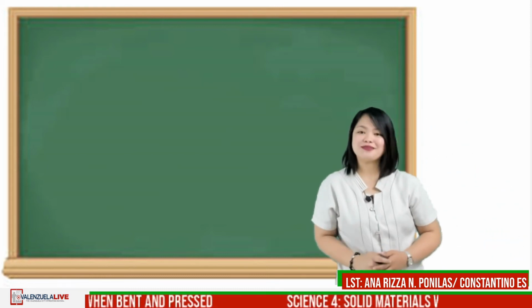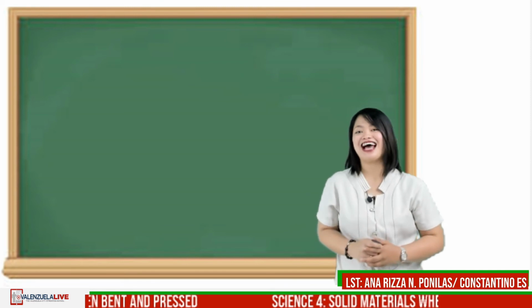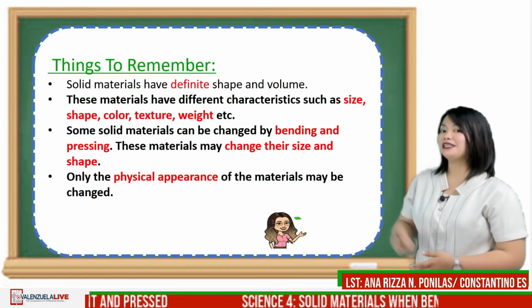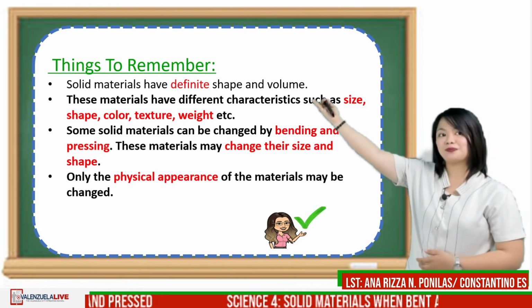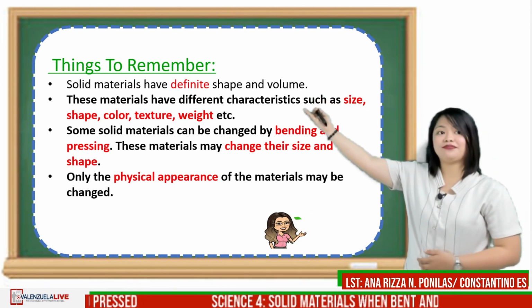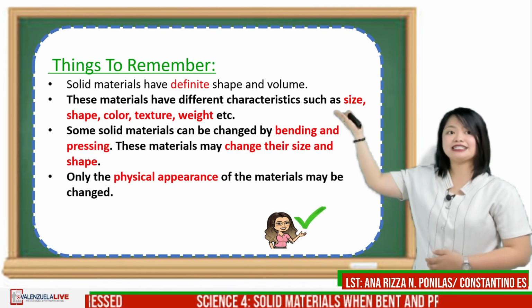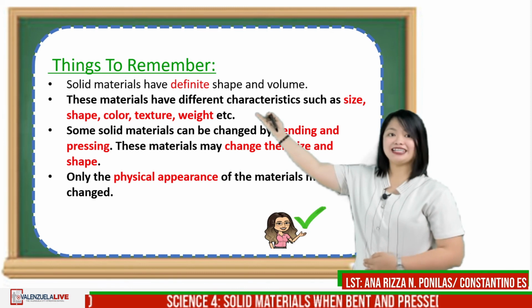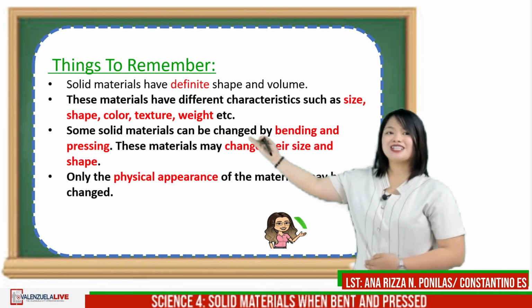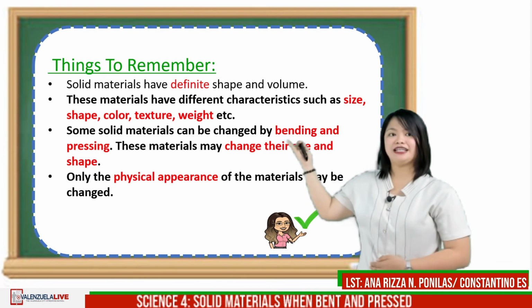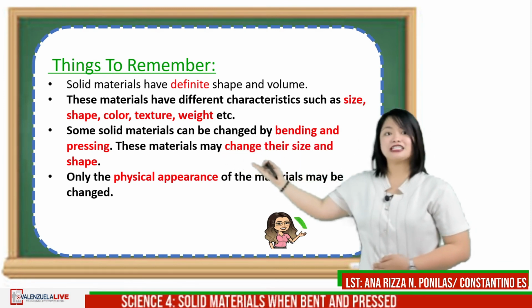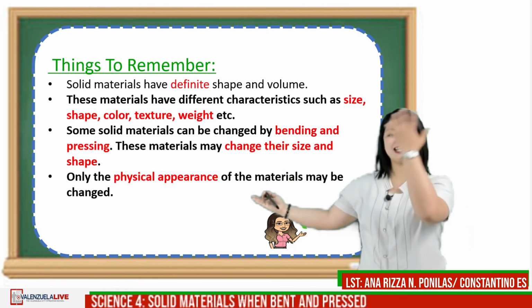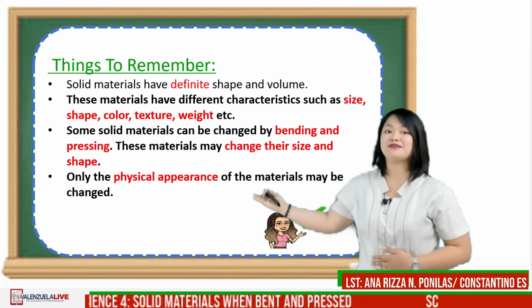Kids, always remember all the learnings that we had on our today's lesson. Solid materials have definite shape and volume. These materials have different characteristics such as size, shape, color, texture, weight, etc. Some solid materials can be changed by bending and pressing. These materials may change their size and shape. Only the physical appearance of the materials may be changed.